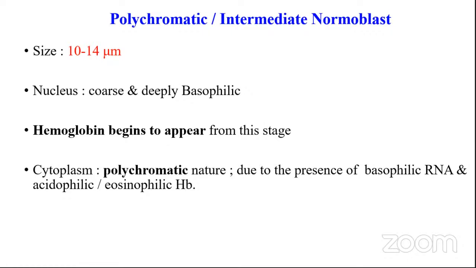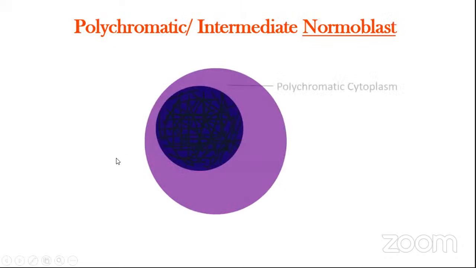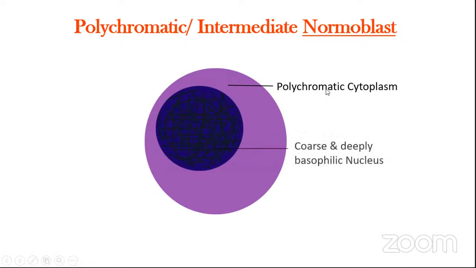Polychromatic, and no nucleoli. The nucleus has no nucleoli. It is coarse and deeply basophilic. Still mitosis is present. So you can see this is the polychromatic, both the colors are there. It is not that prominent in this diagram, but if you see in the microscope, this is the polychromatic cytoplasm and coarse deeply basophilic nucleus.